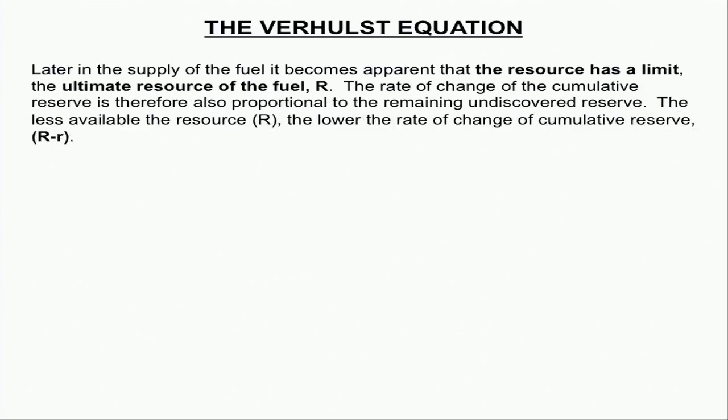But of course, as we saw later in the supply of the fuel, it's very apparent that the resource has a limit, which we call the ultimate resource of the fuel, big R. So the rate of change is going to start to slow down. The rate of change of the cumulative reserve is going to be proportional to the remaining undiscovered reserve. So the less available resource, the lower the rate of change, so that curve slows down and approaches a limit. So the rate of change of cumulative reserve is also proportional to big R minus little r. In other words, dr/dt equals c r times (big R minus little r).